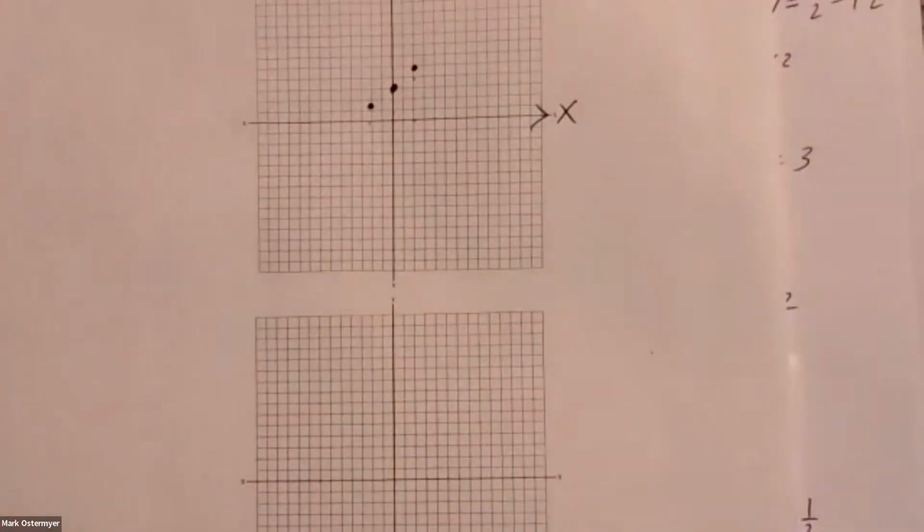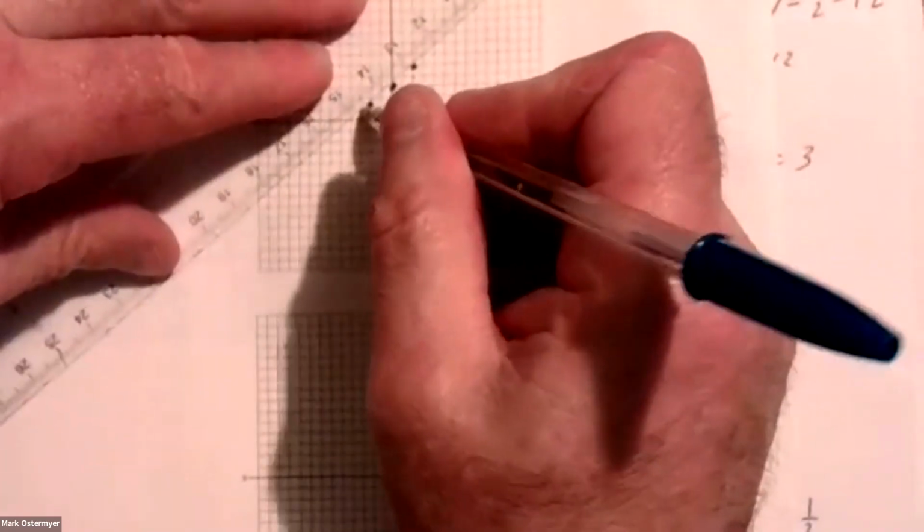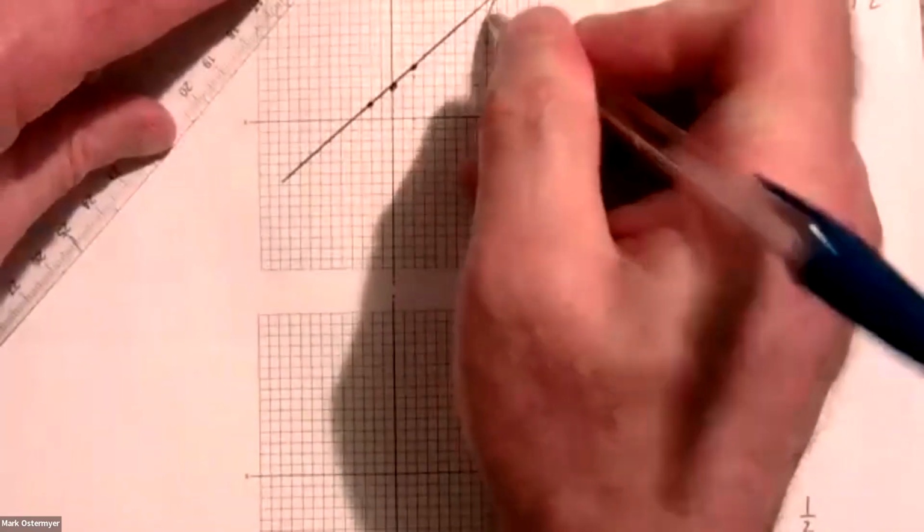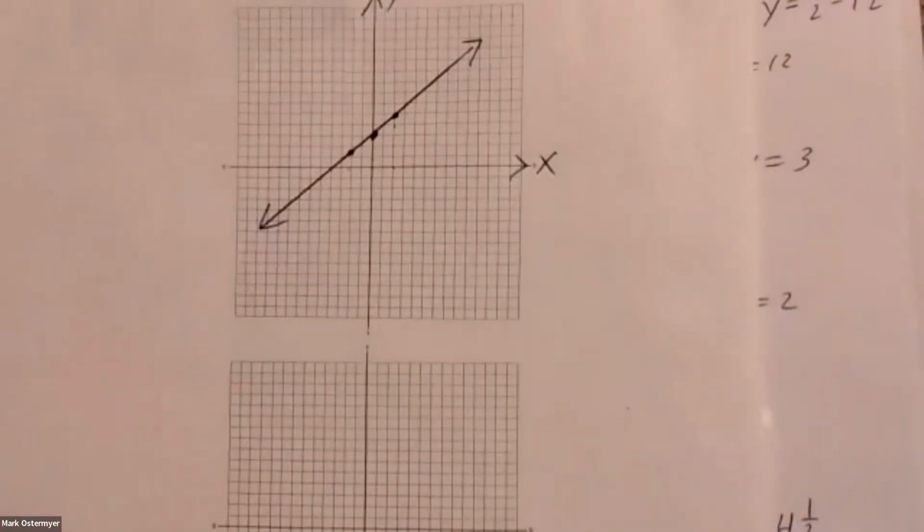And it certainly looks like those points are collinear points, meaning that they appear to lie on a line. Being the case, we're going to take a ruler and put a line through them, and we have the graph of that linear function. So that's the table method for graphing a linear equation or a linear function in x and y.